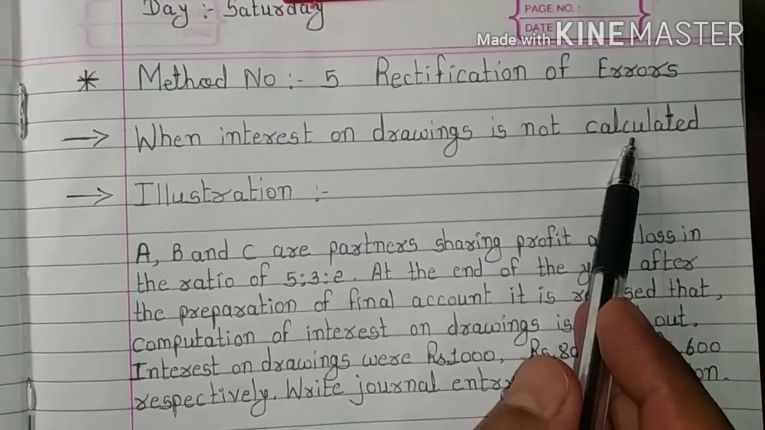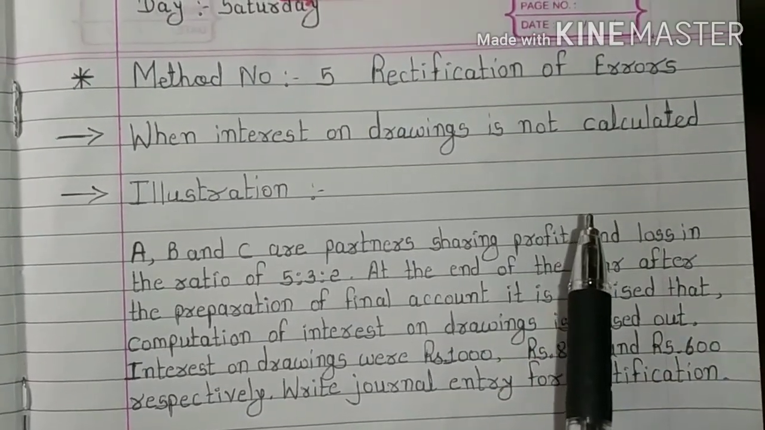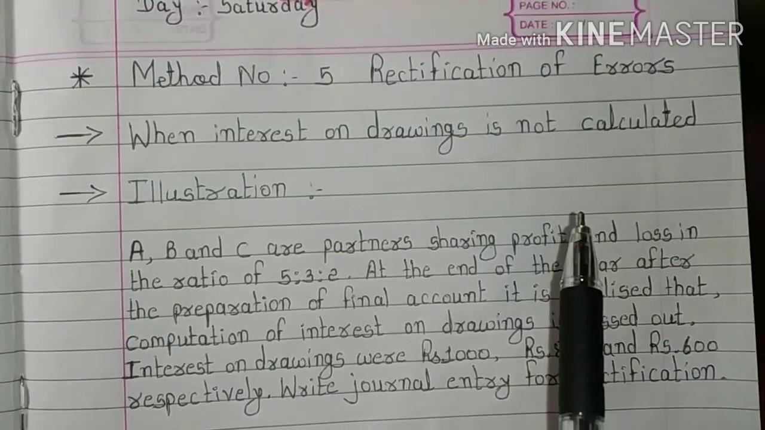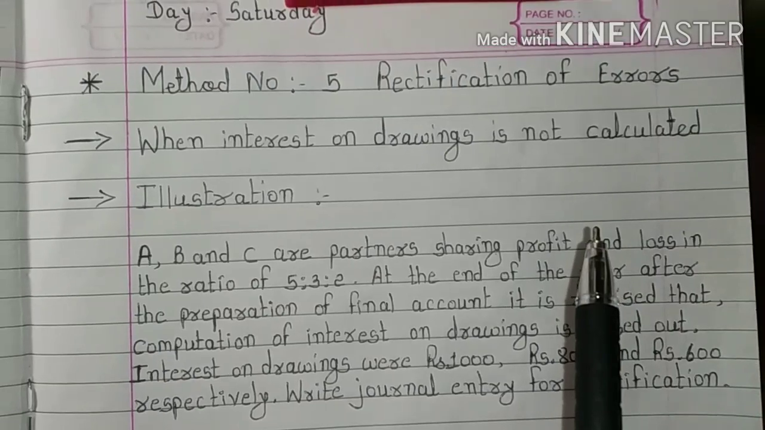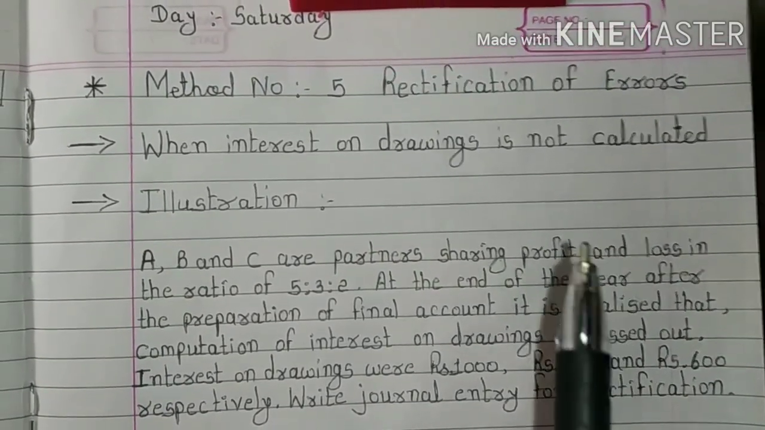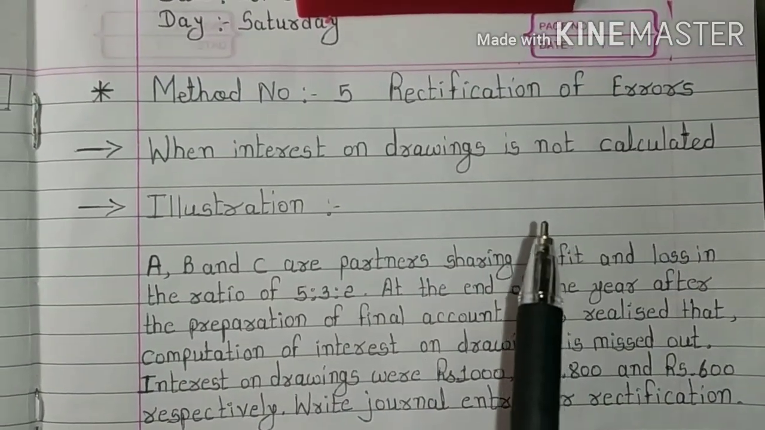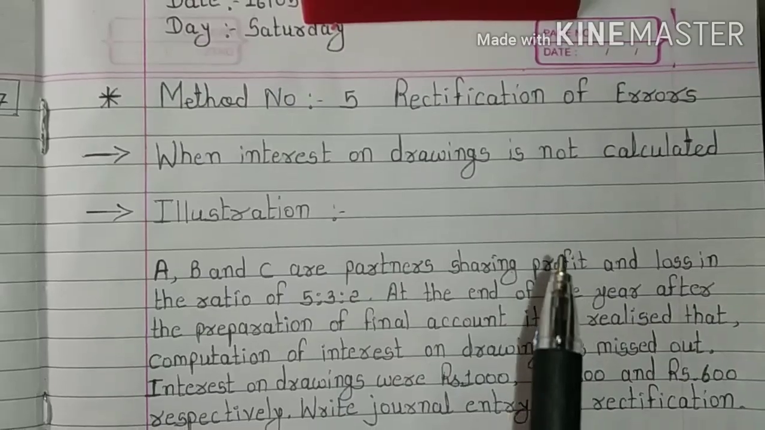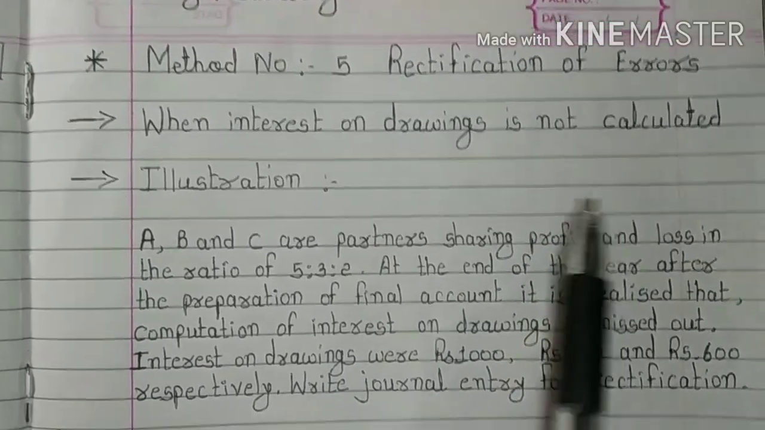Students, as you know that interest on drawings is an expense for the partners. So, if interest on drawings is not calculated, partner's profit is found increased. So, to rectify this error, divisible profit is to be reduced up to the amount equal to total interest on drawings. So, we will learn this practically with the help of an illustration.